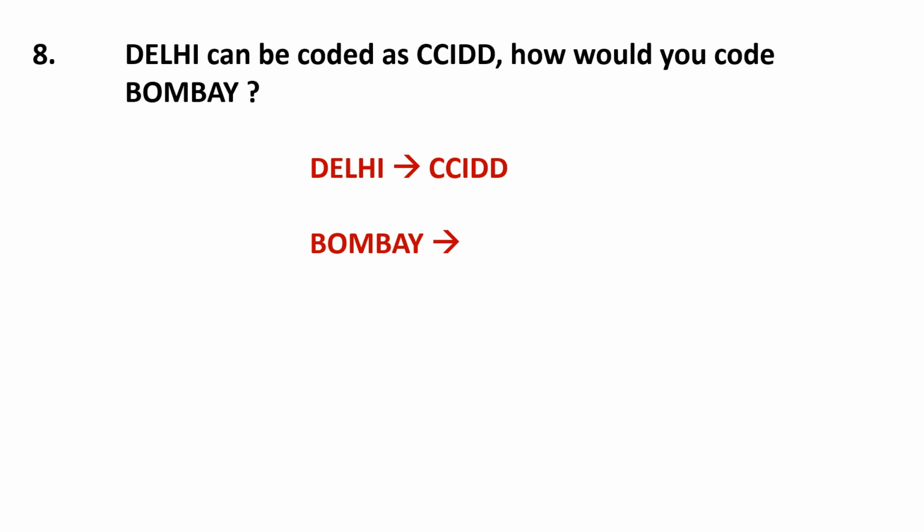If Delhi can be coded as CCIDD, how would you code Bombay? Delhi is coded as CCIDD. Now see here, D is 4, C is 3 here. That is 4 minus 1 is 3. Next letter is 5, next letter is 3. 5 minus 2 is 3. 12.